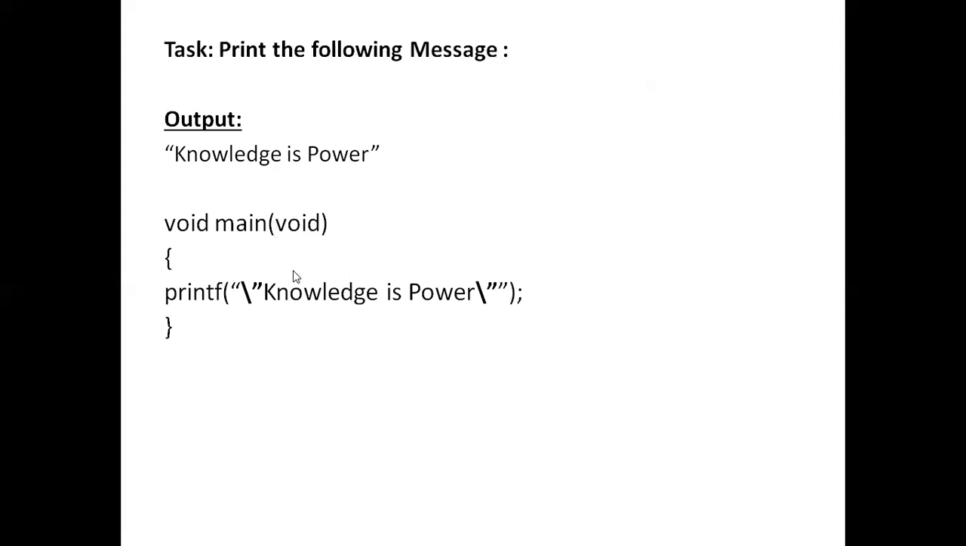And if we want to print the double quotes in our program, then we have to use the escape sequences. We will be writing the \ and double quotations. In the end, we will also be writing the \ and double quotations. So the output will be the knowledge is power.